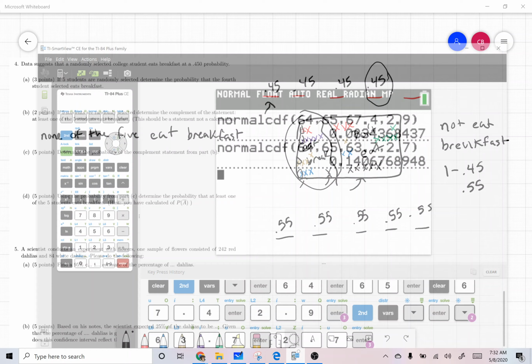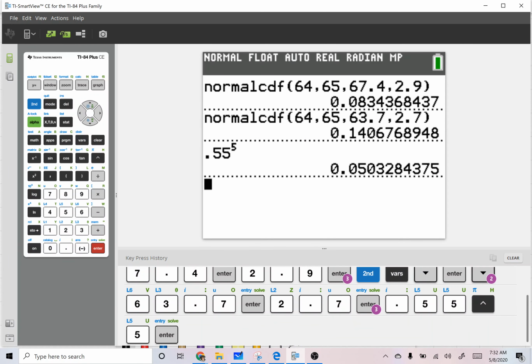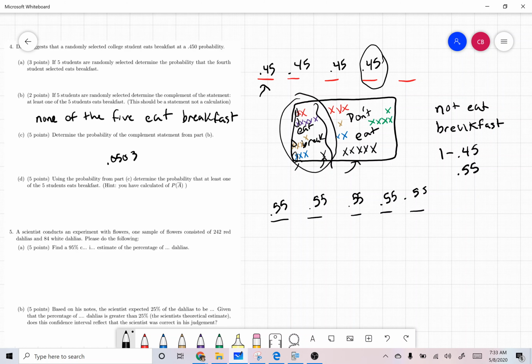If we're going to use a calculator for this, we go 0.55 to the fifth, 0.0503. So what that means is that there's only a 5% chance that all five people picked do not eat breakfast. Which is pretty accurate, right? Because any person you pick's about a 50% chance. So if you pick the first person, there's a 55% chance they don't eat breakfast, which is a little better than halfway, but it's still kind of close to each other.